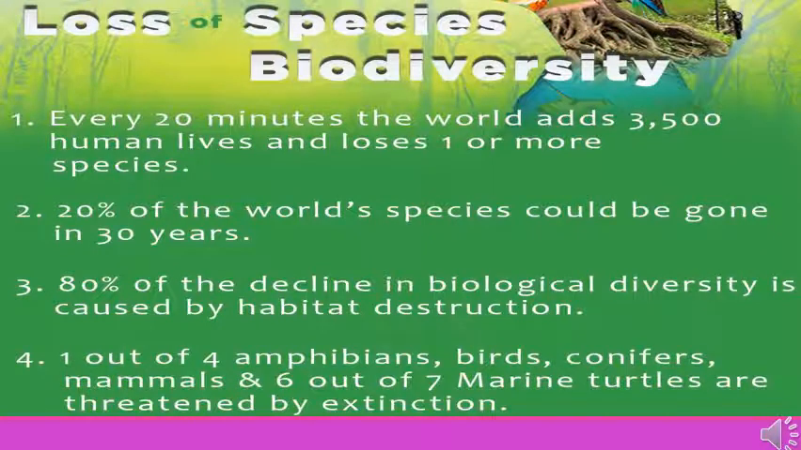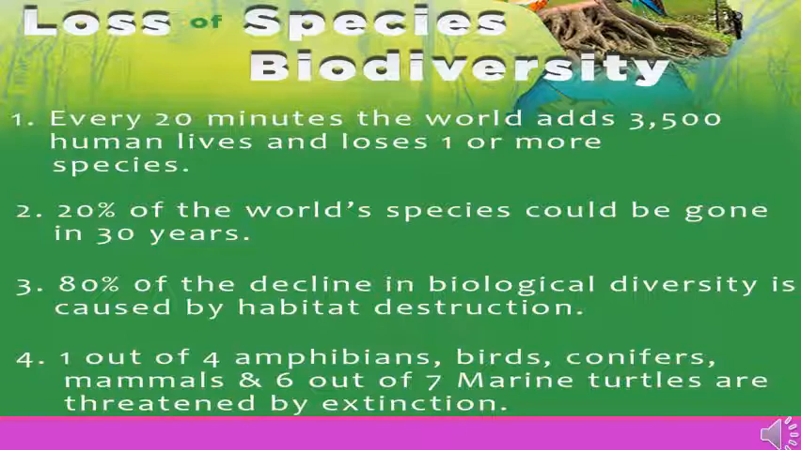Students, it should be very clear that loss of species means that there is a loss of biodiversity. In every 20 minutes, the world adds 3,500 human lives and loses one or more species. We should remember that all the human beings living on planet Earth belong to only one species. 20% of the world species could be gone in 30 years if we continue our practice of deforestation. 80% of the decline in biological diversity is caused by habitat destruction.